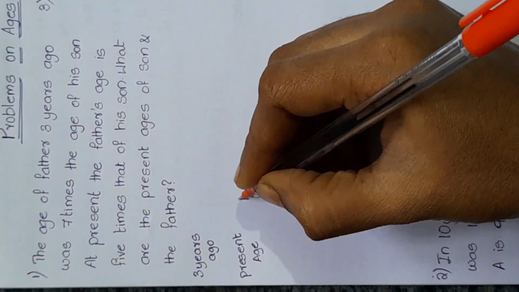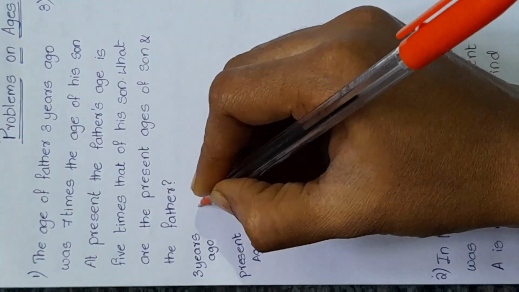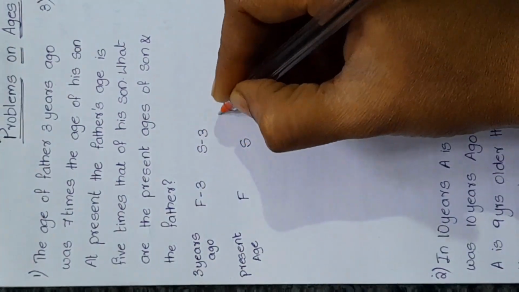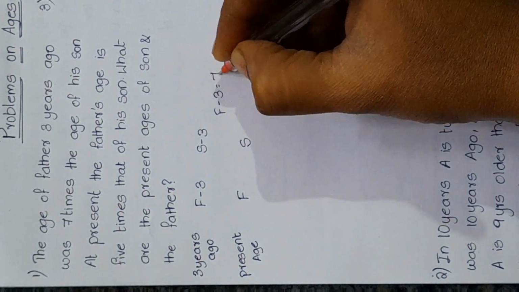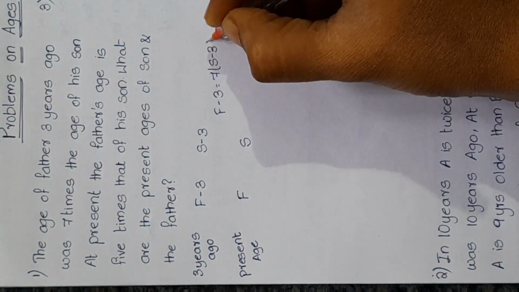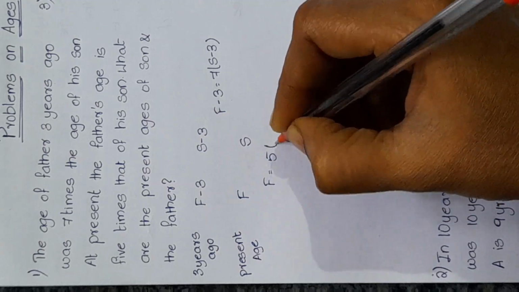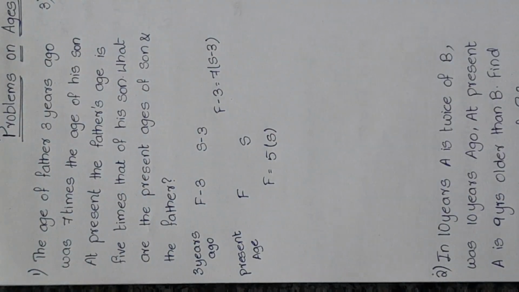Let the present age of the father and the son be f and s. So 3 years ago, this becomes f minus 3, s minus 3. Here it is given as f minus 3 is equal to 7 into s minus 3. And at present, f is equal to 5 into s is given.